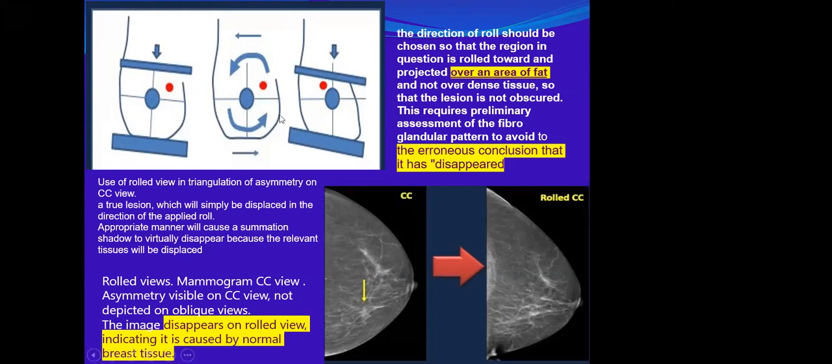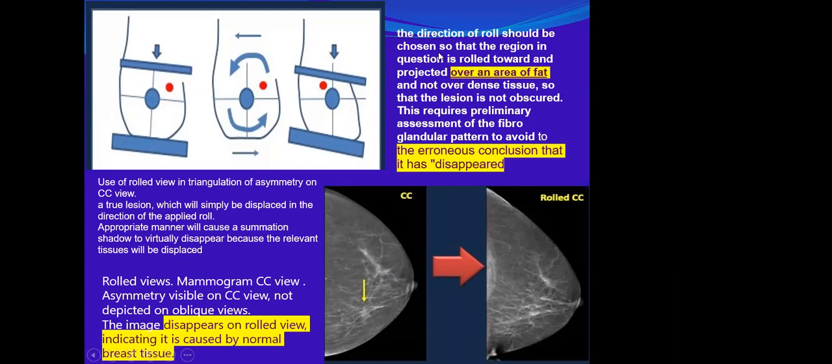Okay? But if the lesion is here, inferiorly, and you roll like this, it will go medially. It will not go laterally. Is it clear?